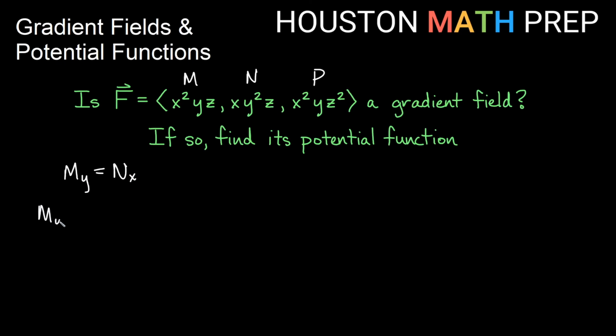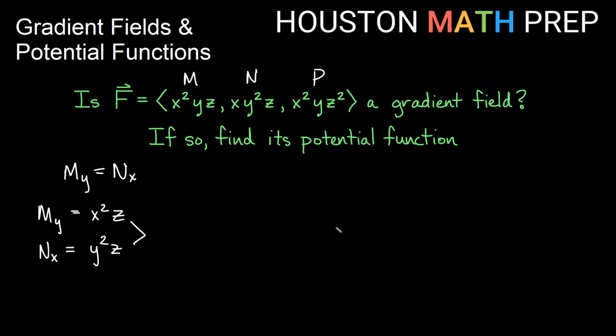So M_y, if I take the derivative of this with respect to y, I would get x squared times z. And if I take the derivative of N with respect to x, then the x is going to drop off here and I get y squared z. Now right away I can see that these are not equal.